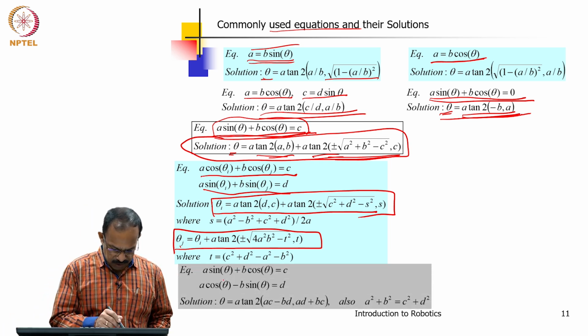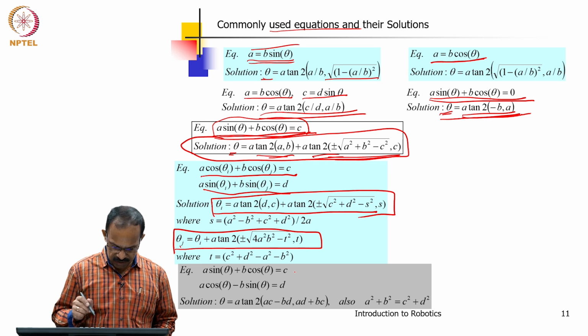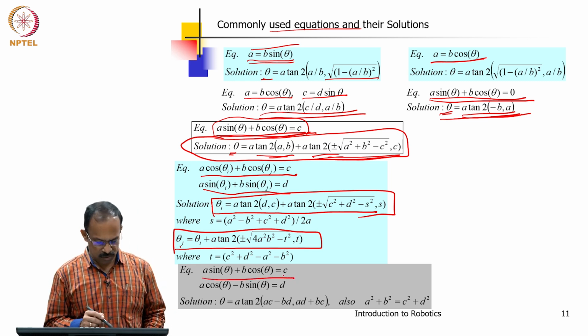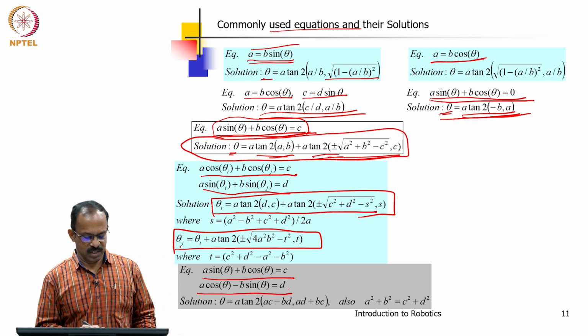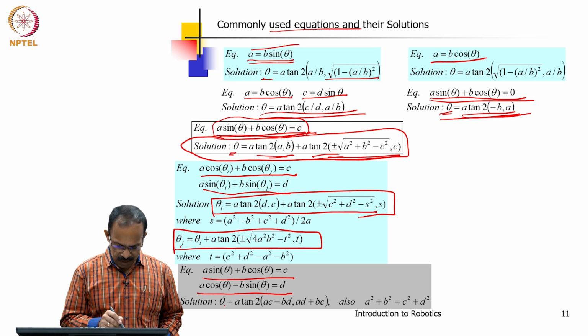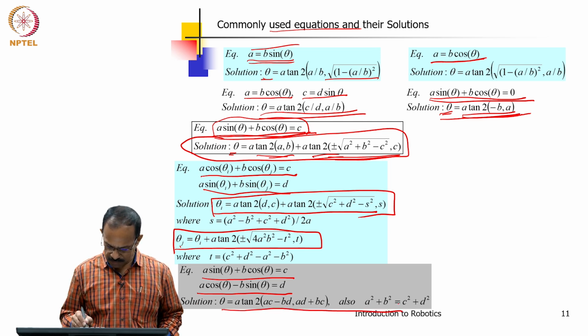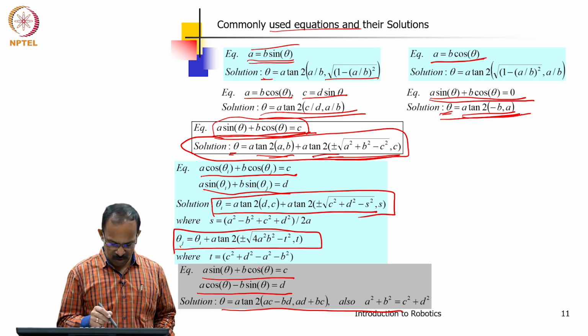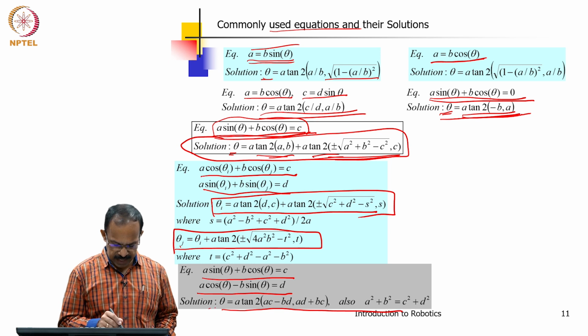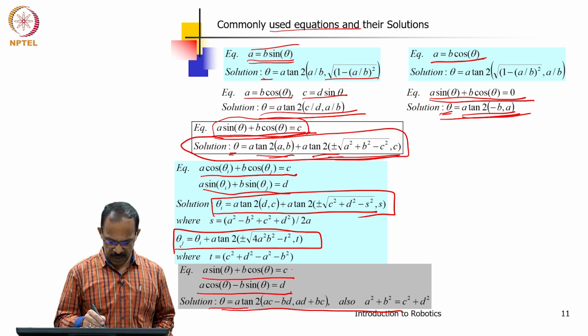Okay, another one is a sin theta plus b cos theta is equal to c, and A cos theta minus B sin theta is equal to D. Okay, that is the relationship. Then the solution is this one: AC minus BD, AD plus BC. A and C are known, B and D are known, therefore you can directly get theta this way.